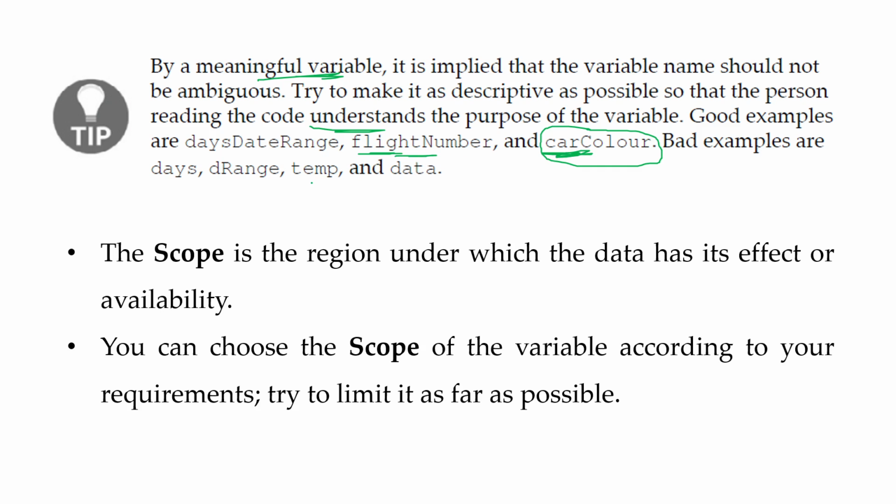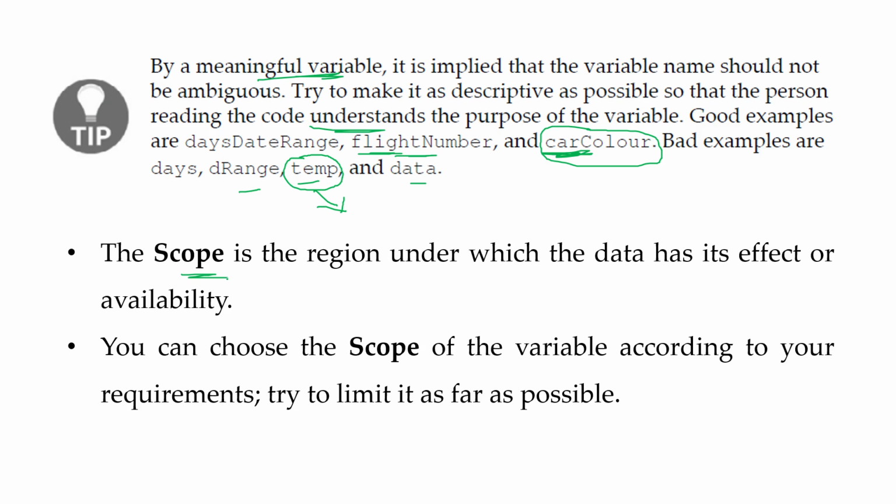But if you give a variable a name like temp or data, days, d range, it is very difficult. For example, if I take temp only, it is very difficult to say whether it is holding data with respect to temperature or something about temporary data. So that is what the author is telling: whenever you create a variable, try to give it a name in such a way that the name is meaningful. Clear? So now we shall go ahead with the scope.